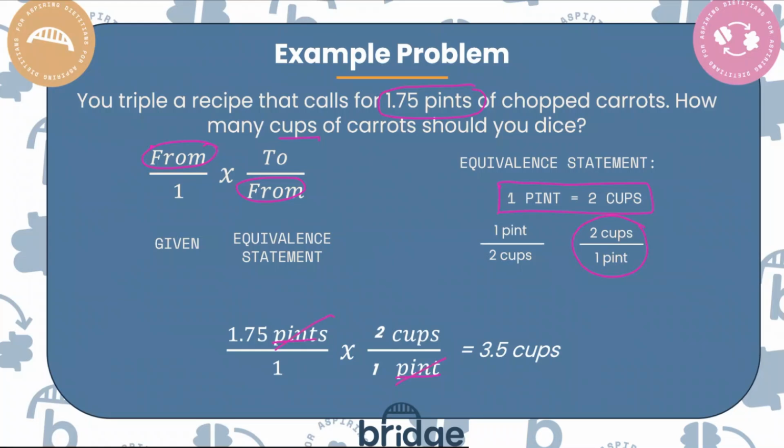But wait, we're not done here. If you reread the problem, it says that we are tripling a recipe. And since we're tripling a recipe, all we've done here is convert the 1.75 pints into cups. We still need to take this cup and triple it times 3. Why? Because this recipe is being tripled. So if every recipe calls for 1.75 pints of chopped carrots, that's 3.5 cups of chopped carrots. Since we are tripling that recipe, we're going to need 10.5 cups of chopped carrots.